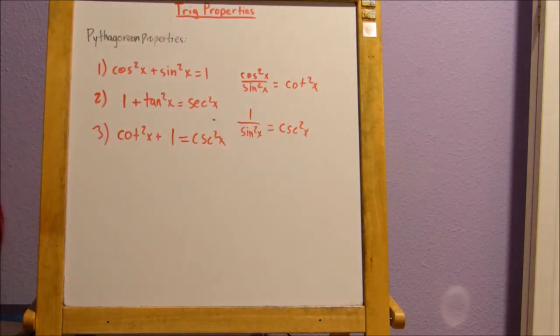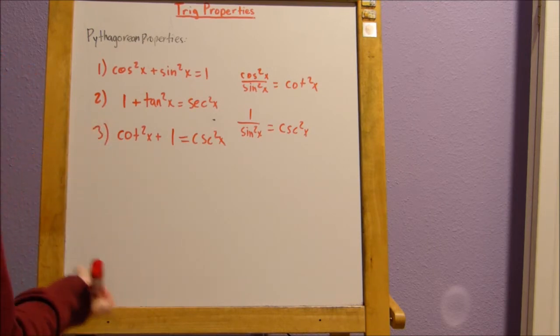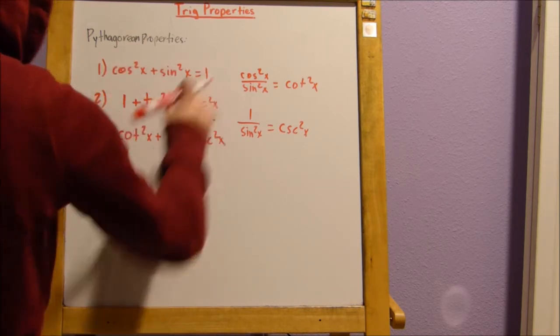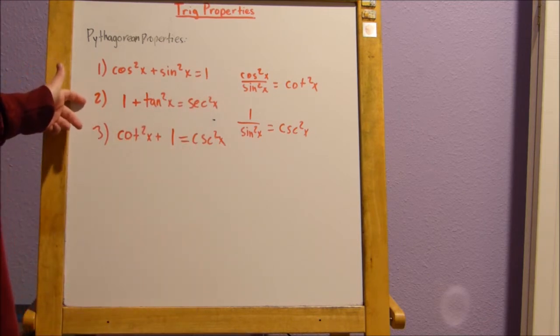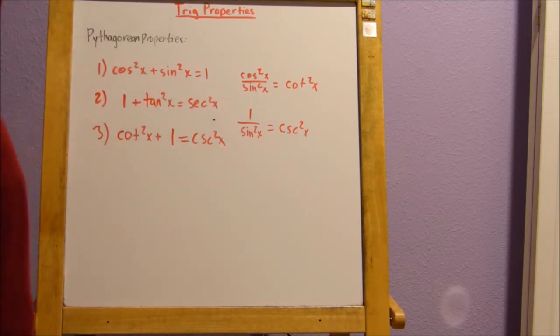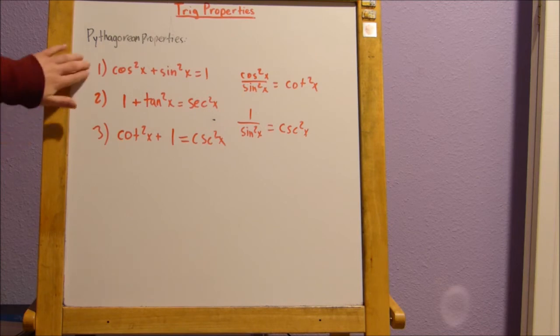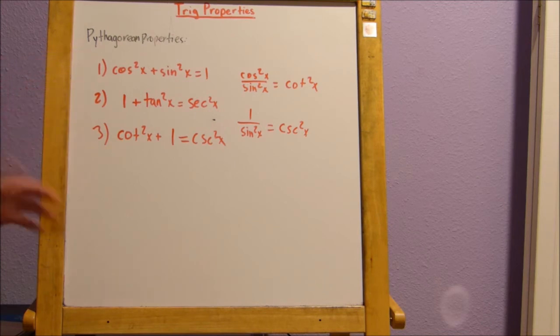So here are your 3 properties. The most important thing to memorize is this first one, because you can really just figure out the second one and the third one by dividing everything by either cosine squared x or sine squared x. So really just focus on this one and the other 2 will come to you.